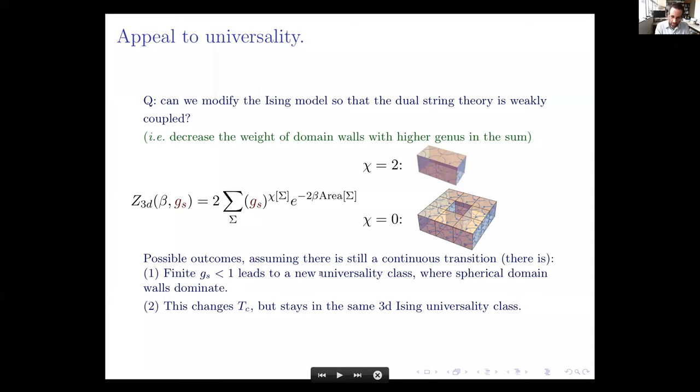I guess the perspective we had in mind is that there's two possible outcomes, assuming that there's still a continuous transition with this modification, which there is. Making the string coupling finite here might lead to some new universality class where spheres are dominant, or the probably more conservative possibility is that it just changes the critical temperature but leaves the same universality class. So we decided to explore this a little bit.